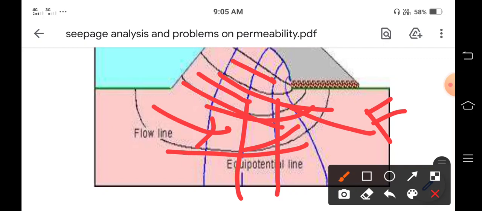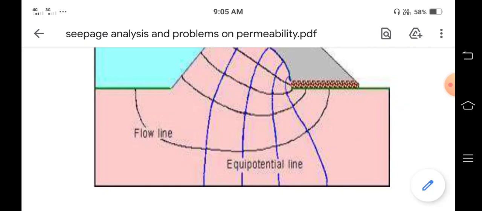And what is the field? Field means the distance between these two equipotential lines and these two flow lines, which is called a field.